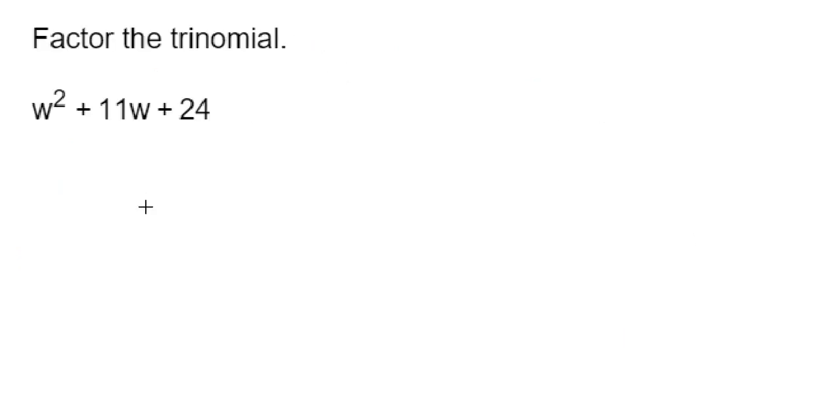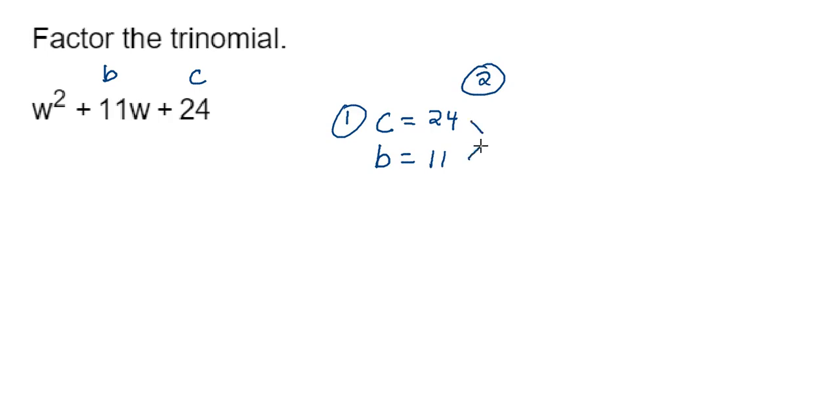All right, so we have w squared plus 11w plus 24. The first step is to first identify what c is equal to and what b is equal to. So c is equal to 24, it's the constant term. B is equal to 11. It's the coefficient of the middle term. The second step is to find two numbers that multiply to 24 and add to 11. So I'm looking for two numbers, I don't know what they are yet, that when I multiply them together I get 24, but when I add those two numbers together I get 11.